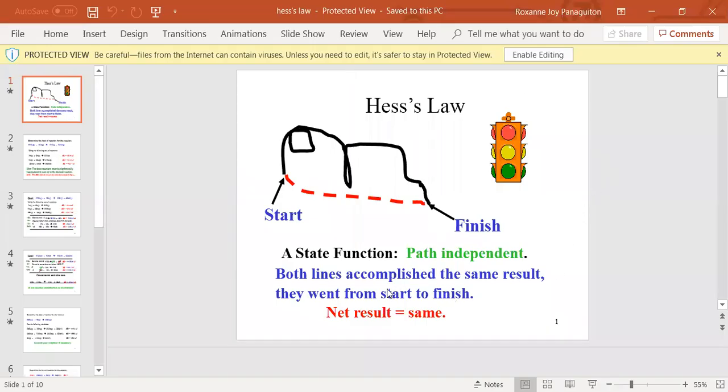So Hess's law is a state function. So it means that it is path independent. So you can see here that there are several ways to reach the finish line. So what only matters for a state function is the initial and the final state. Okay, so the net result is always the same, whether it was taken too long or shortcut.